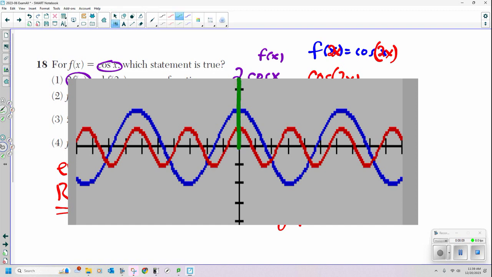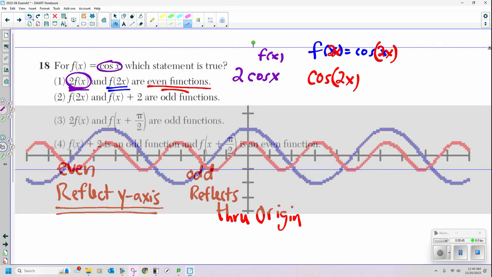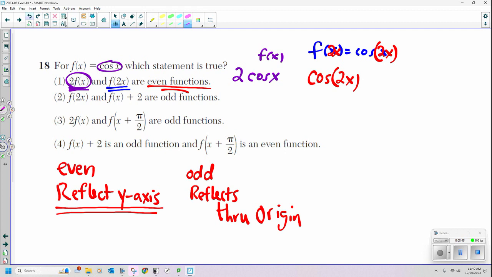This is my y-axis. Let's look at the blue one for right now. The blue line, this part right here that I'm highlighting in blue, is a reflection exactly right here, right across that green line. And the red one, that I'm highlighting in this kind of purple, is a reflection over the green line as well, which is the y-axis. They're both reflections over the y-axis, so they're both even. Those are both even. It's choice 1.